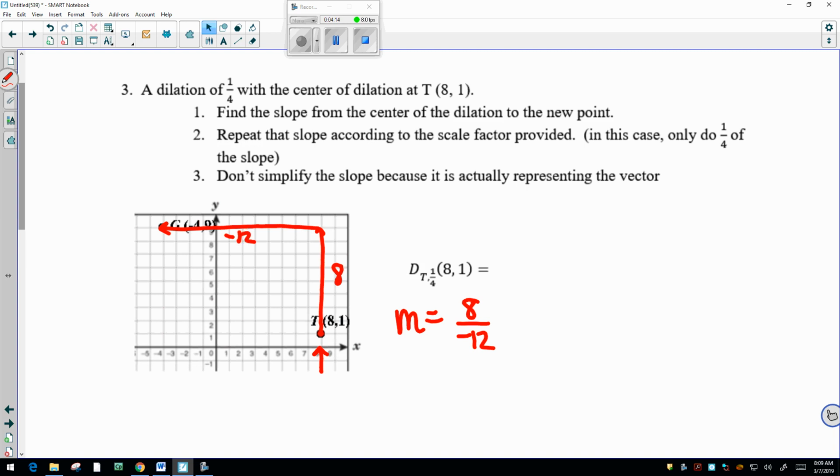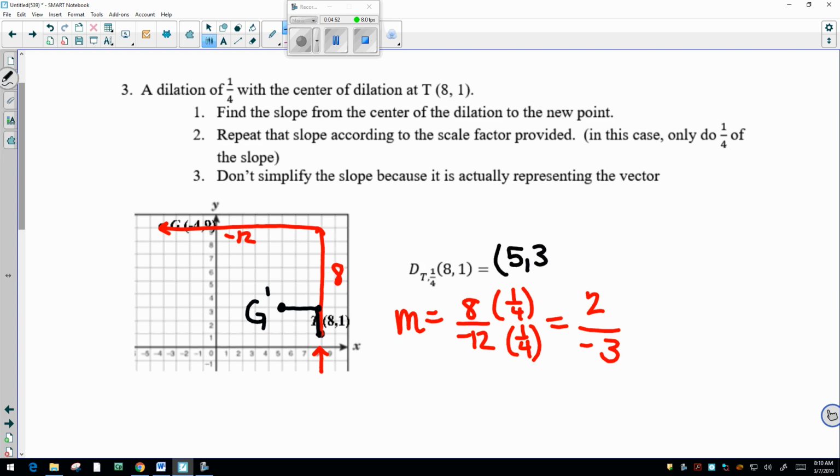So what that's saying is I only want 1/4 of this. So I'm going to repeat the slope, but only do it according to the scale factor. I want 1/4 of the change in x, 1/4 of the change in y. So 1/4 of 8 is 2, and 1/4 of negative 12 is negative 3. Okay, so if I try this again, I'm going to go up, it looks like 2 units, 1, 2, and then I'm going to go over to the left 3 units, so 1, 2, 3, and here's my new G prime. So if we were to find the coordinates for that, the coordinates turn out to be 5, 3.